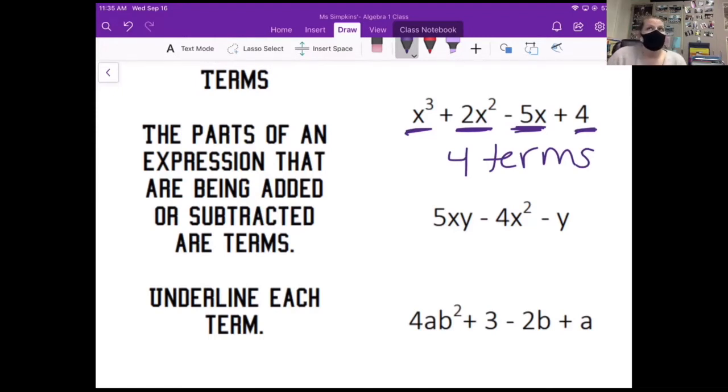So I want you to take a second and do the next 2. Underline the terms and then right underneath it, tell me how many total terms there are for that expression. So you're doing this one and then the one underneath.